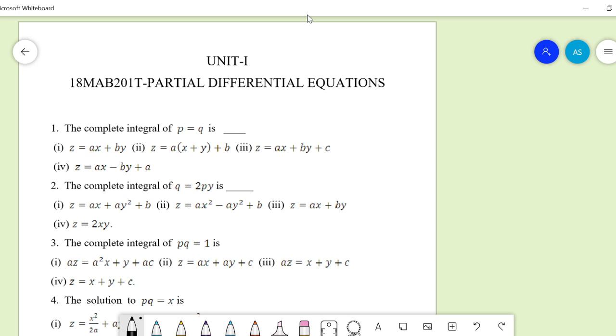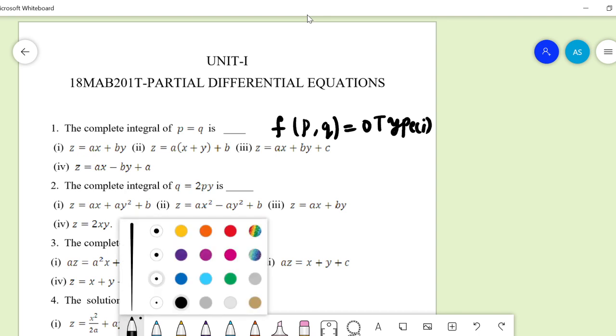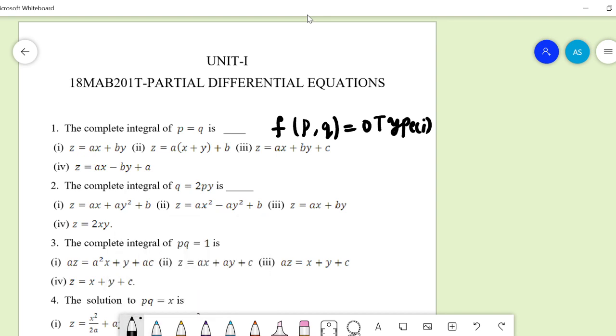So, partial differential equation, multiple choice questions. First one: the complete integral of p equals q is... This question is under the category f of p, q equals 0. This is type 1. For type 1, p equals q.